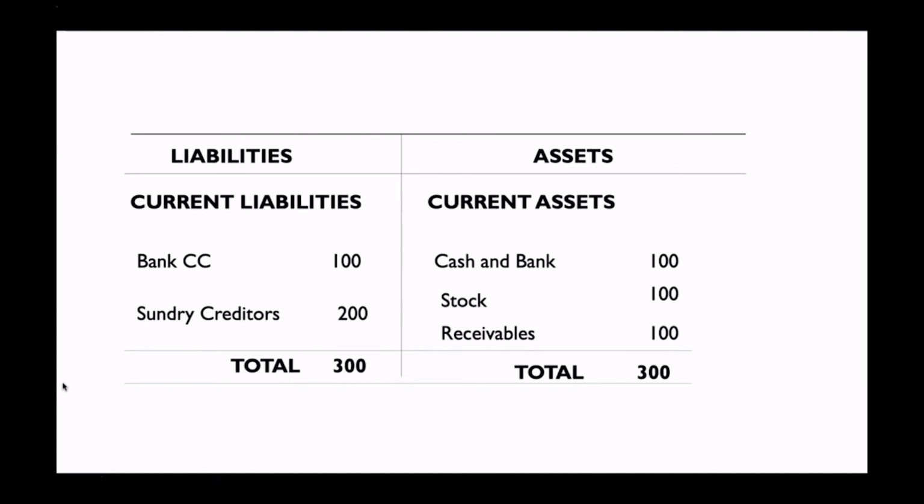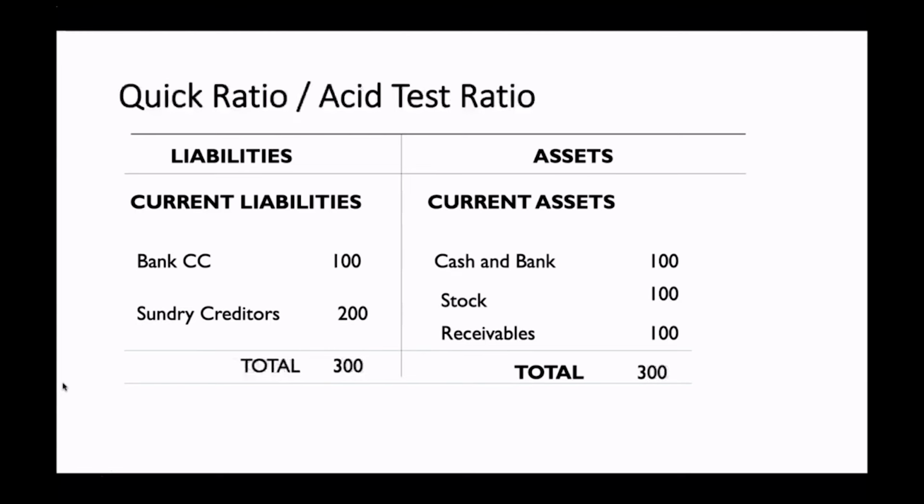This is not an ideal scenario because some of the current assets, say the stock, will not be available when you need cash immediately. Let's say the stock is in the form of raw material, then you have to convert that into finished goods. Then you have to identify a buyer. Then if he insists on credit, again it will take its own time. So for that reason, this stock is not immediately available.